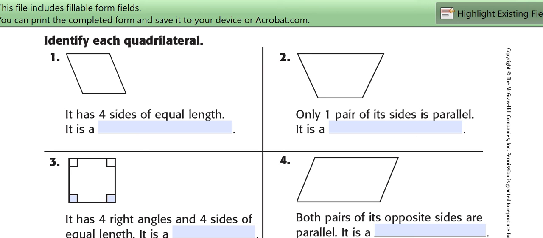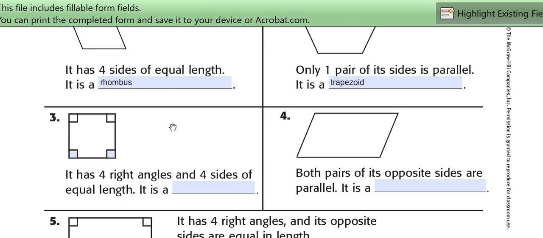So it says to identify: it has 4 sides of equal length. Okay? And it's tilted to the side. That would be called a rhombus. Okay? This one has only 1 pair of sides that are parallel, it's a trapezoid. And then a shape that has all 4 sides equal, it's a square.